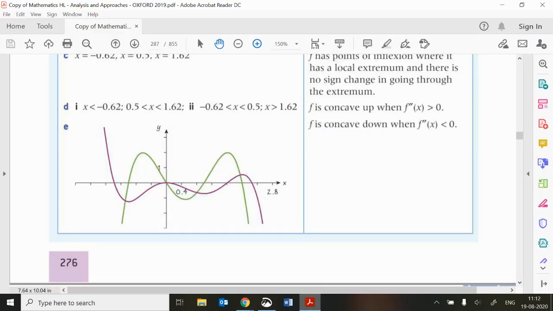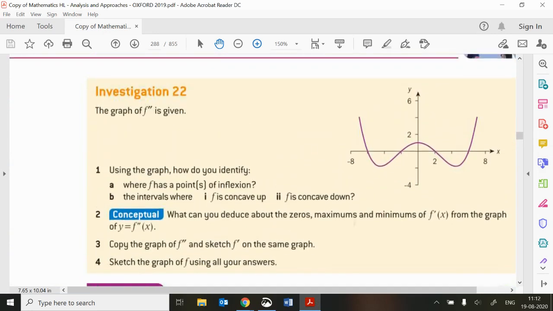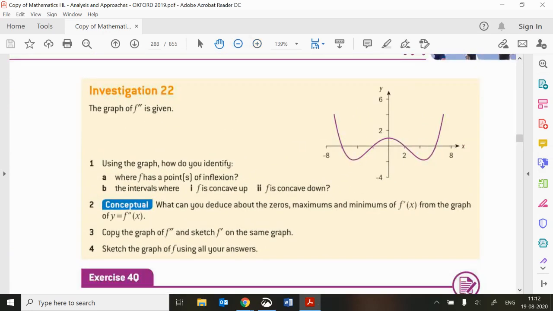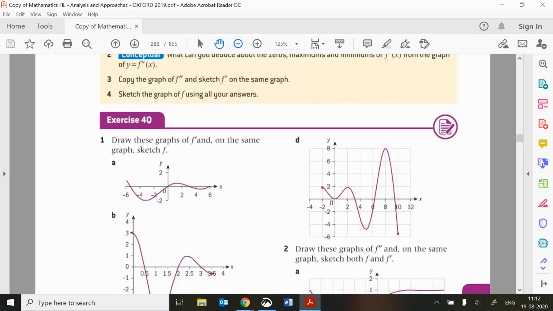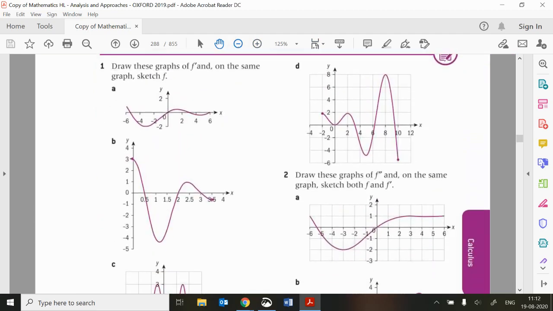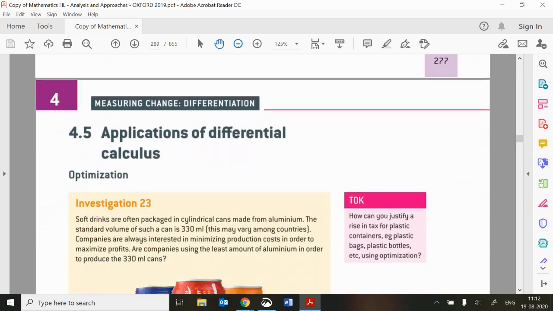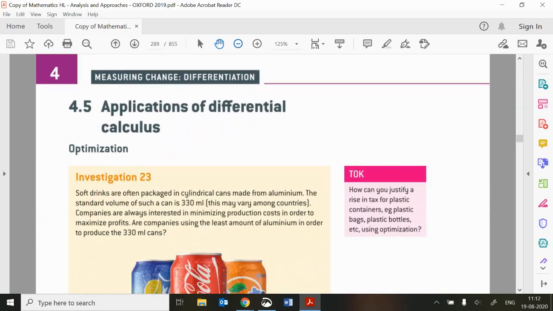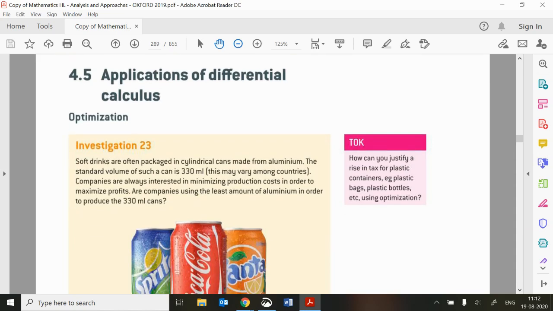Okay, well, I'm going to stop there. And there's another investigation there, so you can have a look at that one too. And then there's 4Q, and there's 2 questions there, but different sections of those questions. And then after that, we're going on to applications of differential calculus, talking about optimization to start off with.